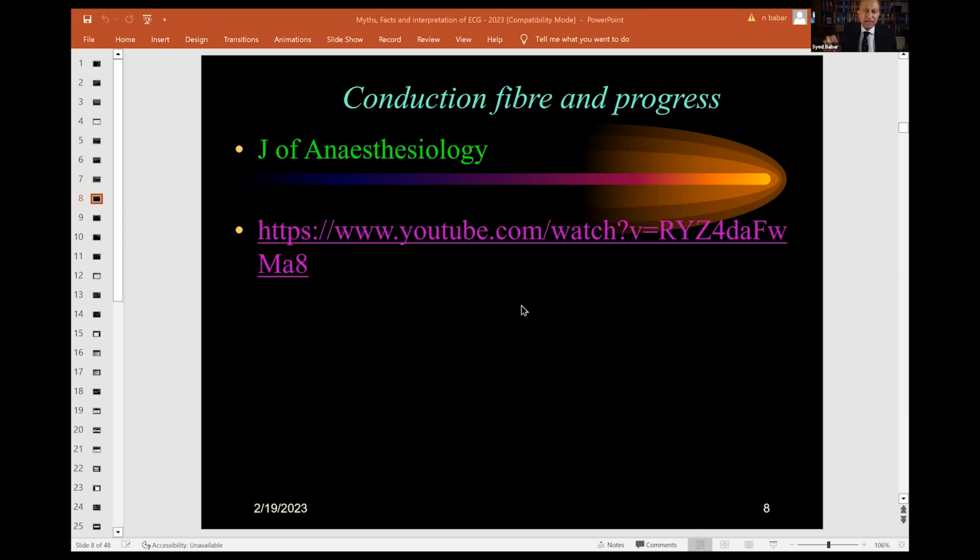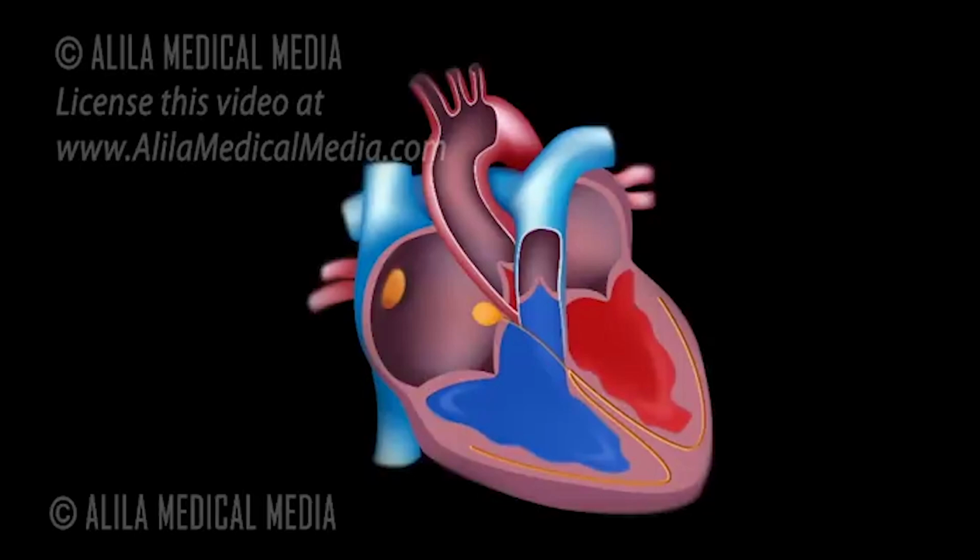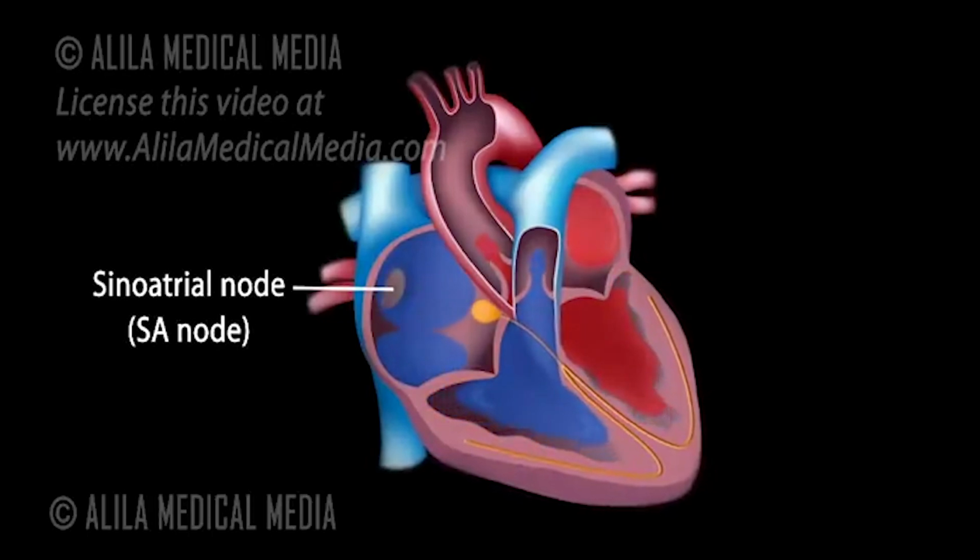So we'll now look at the conduction fibers and how they produce the shapes of the ECG, and also whether the generation of current from the sinoatrial node is replicated by other parts of the cardiomyocytes in the atria. The cardiac conduction system consists of the following components: the sinoatrial node, or SA node, located in the right atrium near the entrance of the superior vena cava.